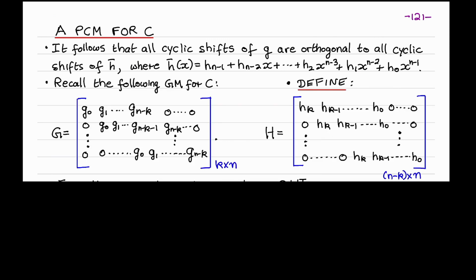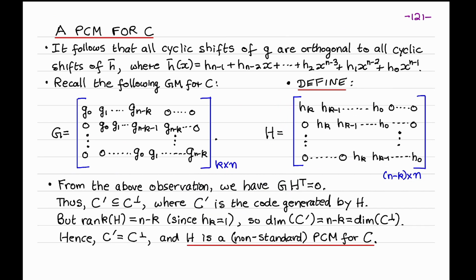We had the following generator matrix for the code C. The matrix G here is a k by n matrix, whose rows are the coefficients of g of x and k minus 1 of its right cyclic shifts. Let's define this n minus k by n matrix H. The last row of H are the coefficients of h bar, and the rows above it are successive left cyclic shifts of the last row.